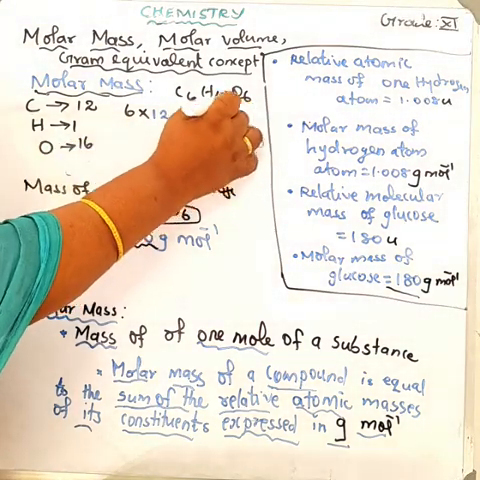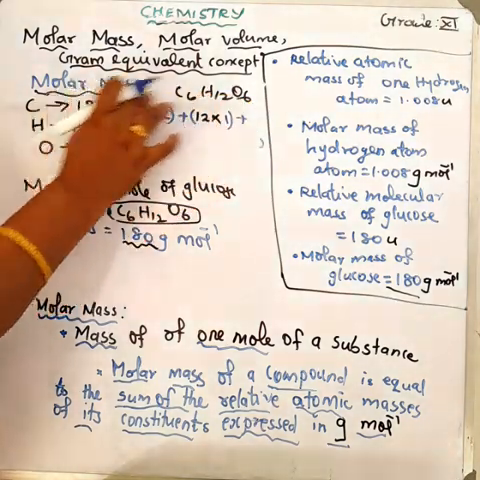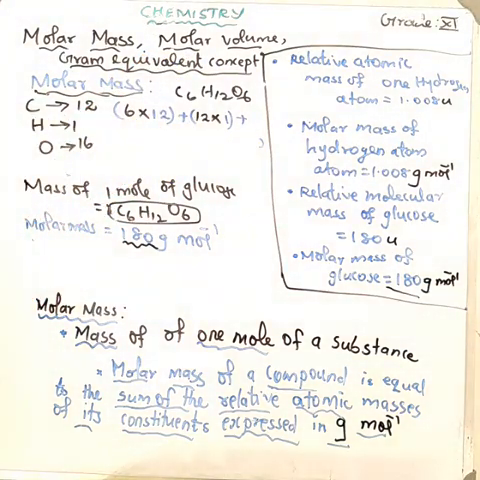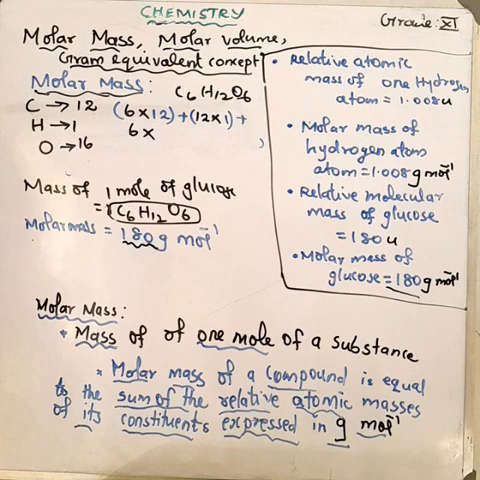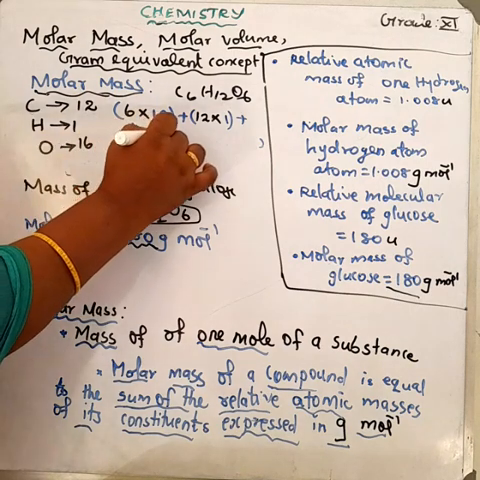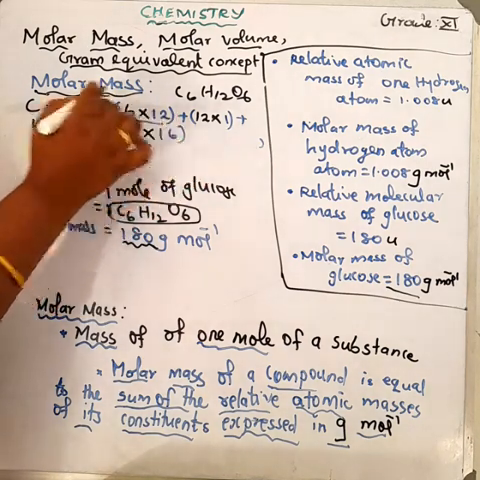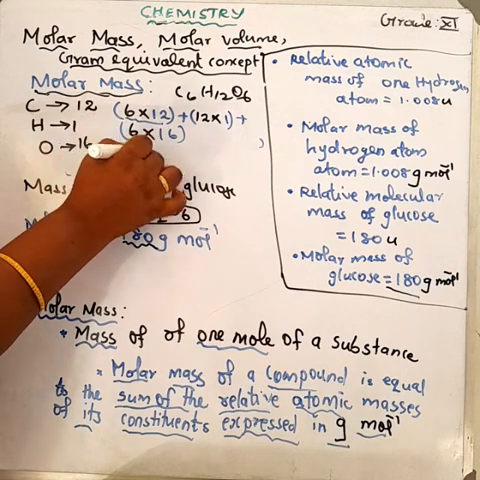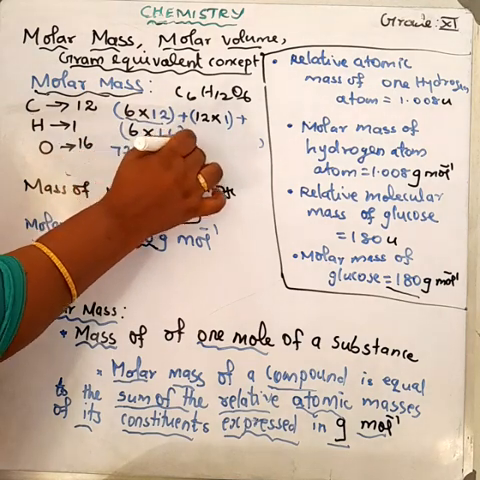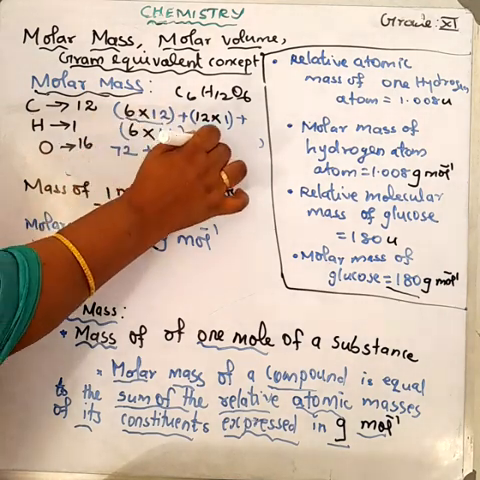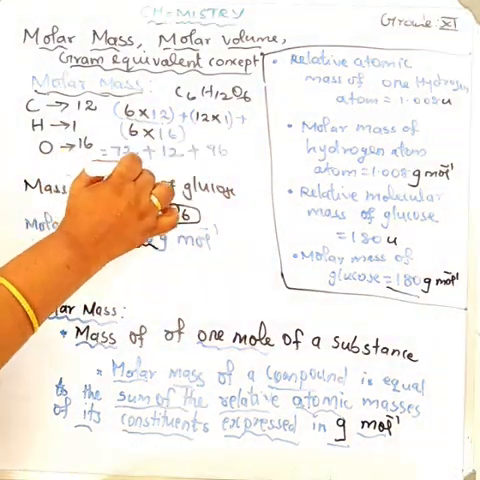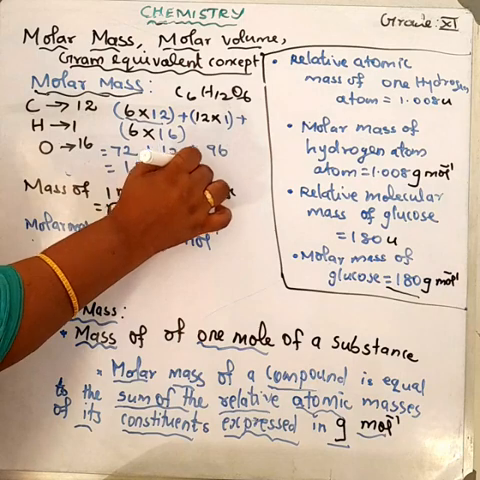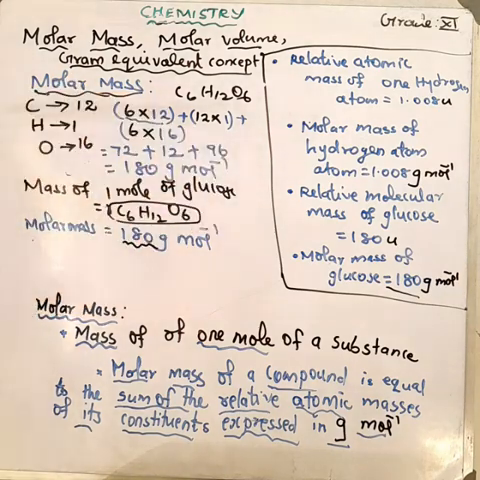How many oxygen atoms are there here? 6. 6 into, what is the relative atomic mass of oxygen? 16. So when we multiply this: 6 into 12, 72, plus 12 into 1, 12, plus 6 into 16, 96. If you add these 3, we get 180 gram per mole. So for 1 mole, what is the molar mass?